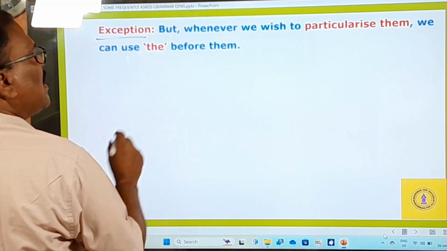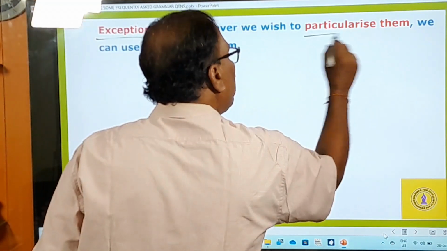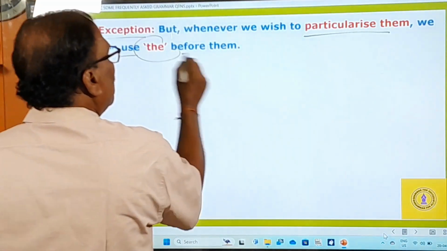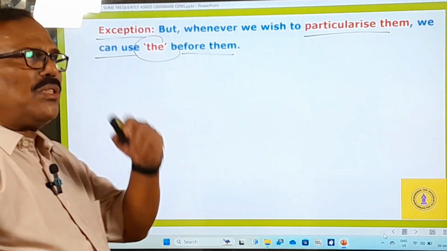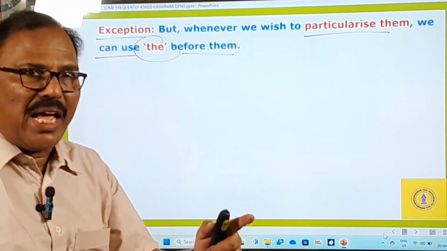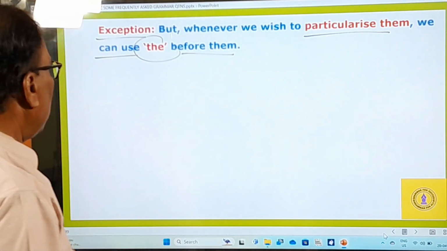Exception is there. What is the exception? But whenever we wish to particularize them, we can use the definite article before them. Whenever we want to particularize that substance, then you can use it. How? Let us see that here.